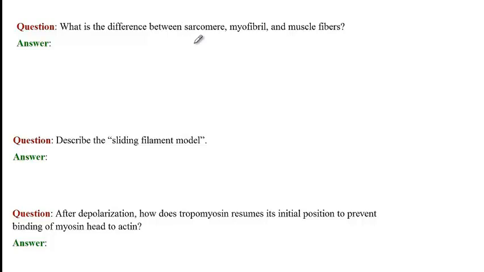So we've already discussed sarcomere. We mentioned that this is the basic unit of striated muscles. Myofibrils, on the other hand, basically refer to the arrangement of sarcomeres that are in series. So if you put multiple sarcomeres in series, that is called a myofibril. And then a muscle fiber is an arrangement of myofibrils in parallel. So once you put multiple myofibrils in parallel, that's the time that you will form a muscle fiber.